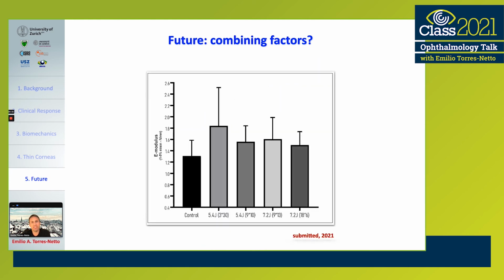So this is another paper submitted this year in which we show, even with accelerating cross-linking, that we could reach a better stiffening effect, and this was due to the combination of those factors.